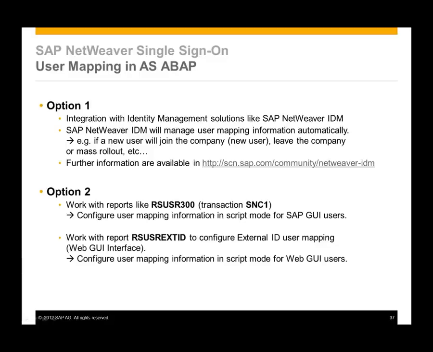Other options are to use tools like report RSUSR300 or RSUSREXTID to schedule these reports to perform the user mapping information. In the next step, we will show how the tools described in option 2 can be used to perform user mapping information.